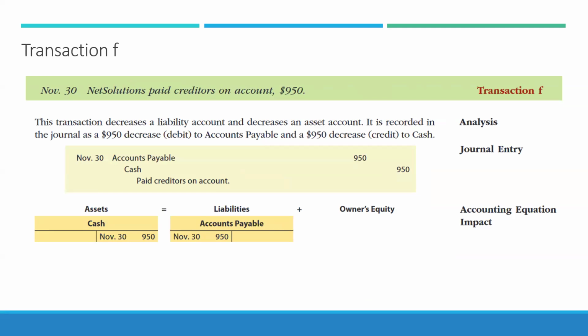And then Net Solutions paid creditors on account. So that would involve cash because it says paid. Cash is going down, so cash is going to be a credit. So cash is on the right. The decrease is on the right. The decrease to accounts payable is on the left because it's a liability. And then our journal entry would have accounts payable as the debit, cash as the credit.